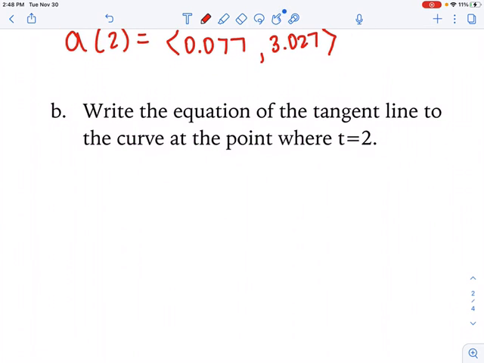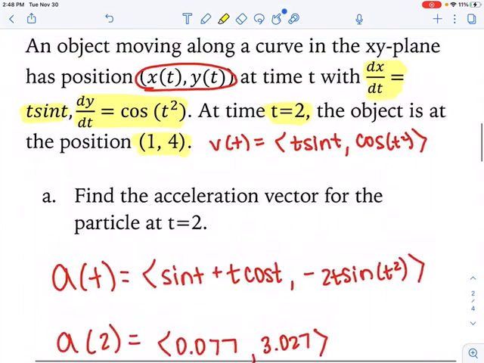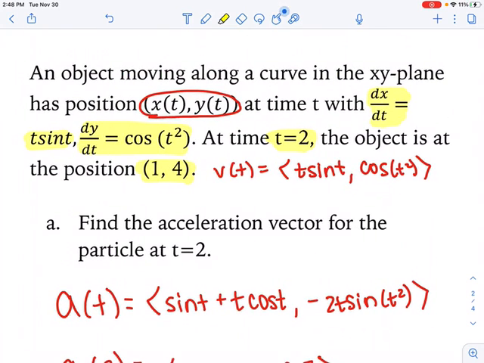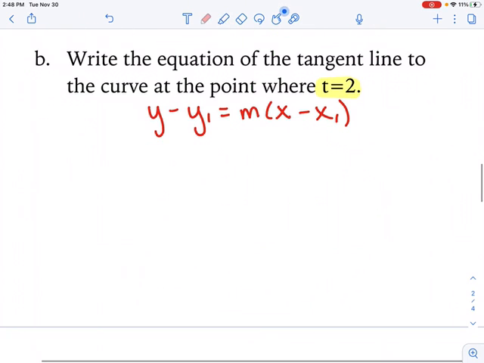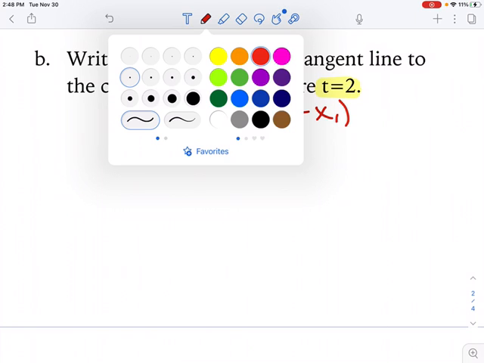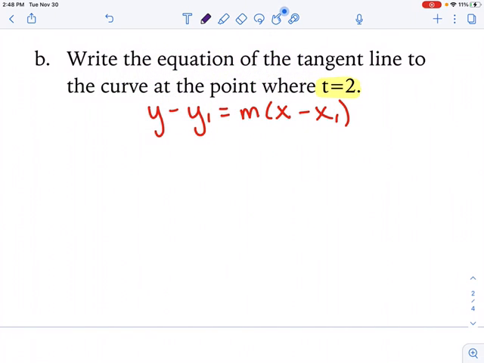Now, let's remember that a tangent line equation we write like this. Okay, well, we know that t equals 2. So let's come back up here. When t equals 2, we know that our position is (1, 4). So we at least know that we can plug in here y minus 4 and x minus 1.